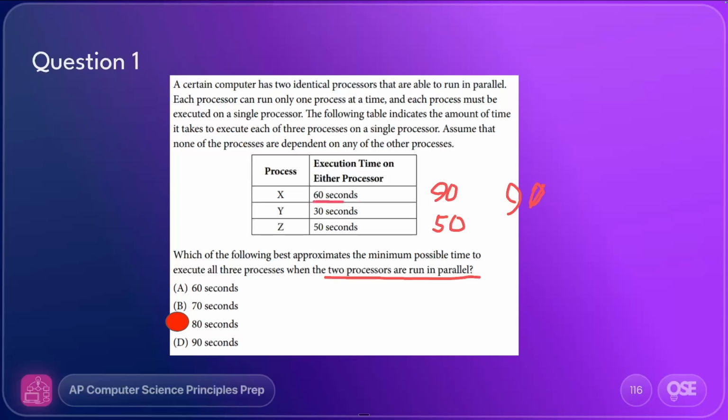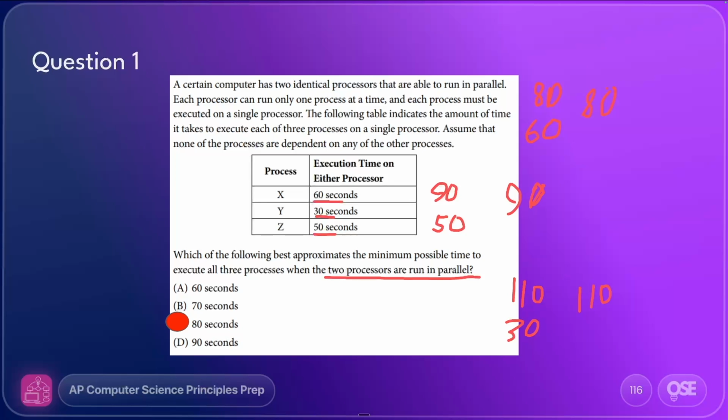If we take 60 and 50, then we'll have one process that runs 110 seconds and the other process that runs 30 seconds. So to run both of them, it will take 110 seconds. If we combine 30 and 50, that will be 80 seconds for one and 60 seconds for the other. And the time to run both of them is 80 seconds.